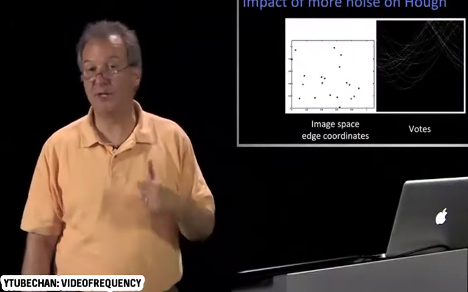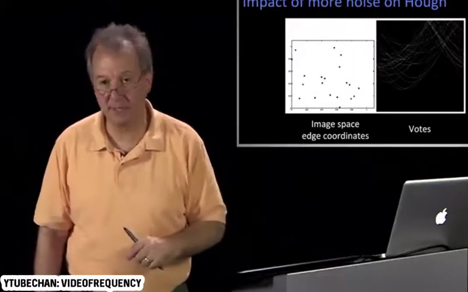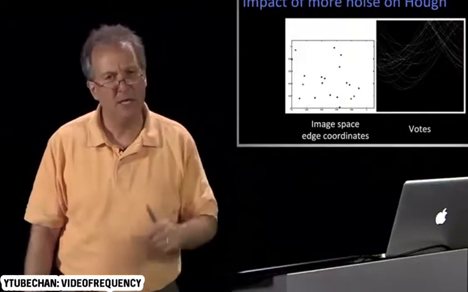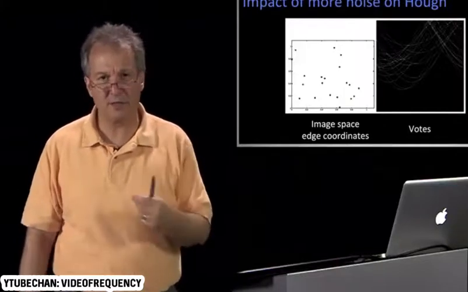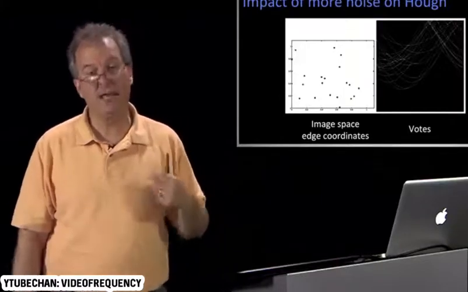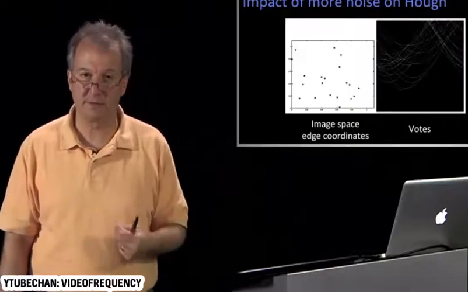It's helpful if you already know. Let's suppose you know there are 6 lines in the picture. Well, then you just find the 6 highest peaks. But if you don't know how many there are, you have this question of when is a peak a real peak and when is it just the accidental alignment of votes?